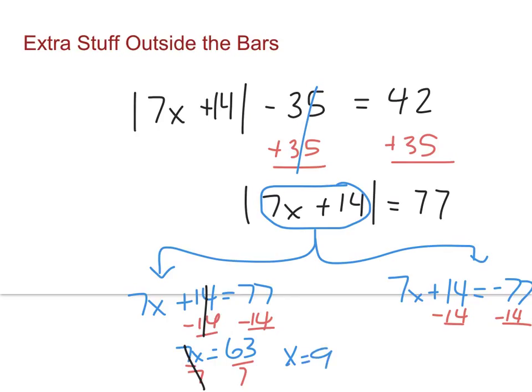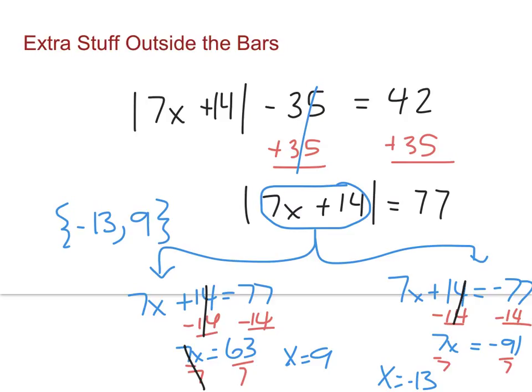On this side, cross it out. This is going to be, oh my goodness, negative 91. And I'll divide by 7. And on that side, we get x equals negative 13. And this time I am kind of sorry that this didn't fit on the screen, but this is x equals negative 13. So I do have two solutions, negative 13 and positive 9.